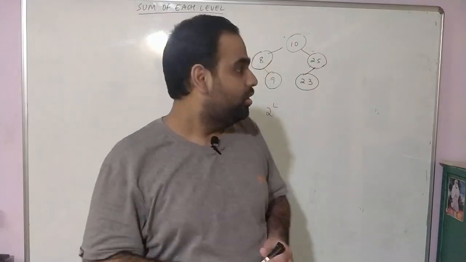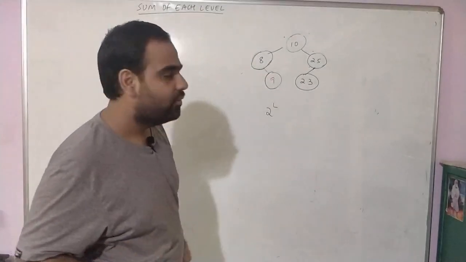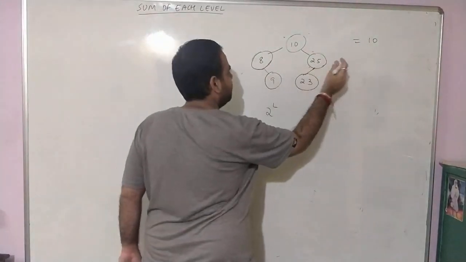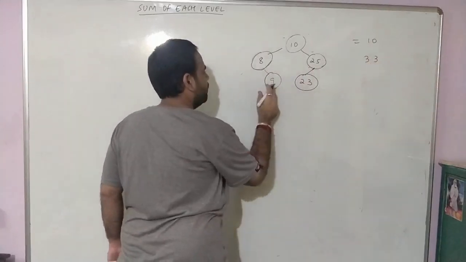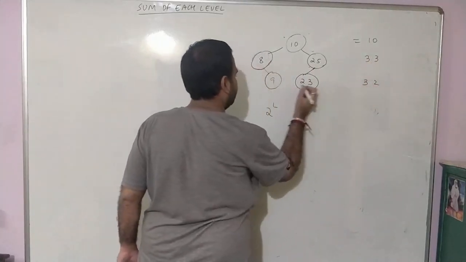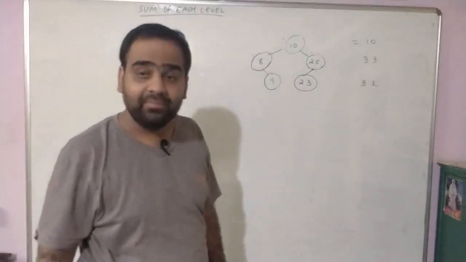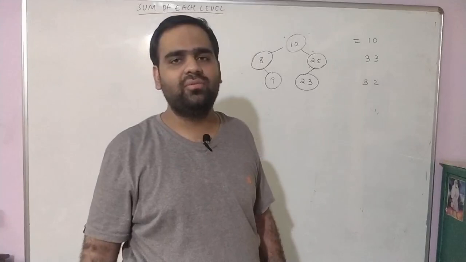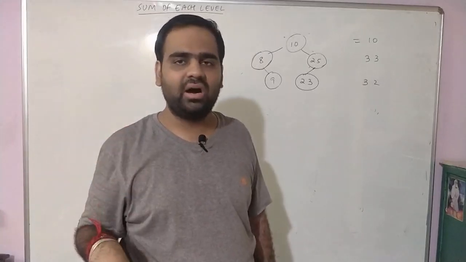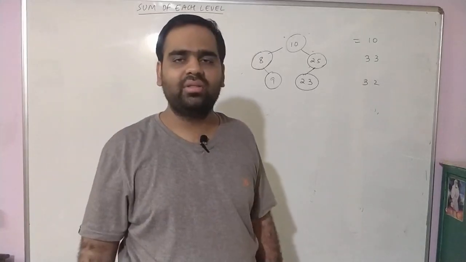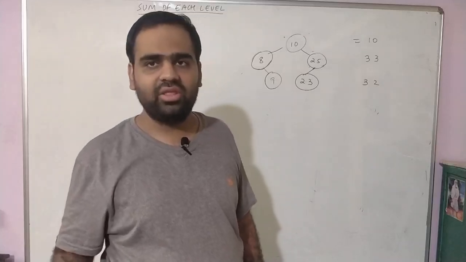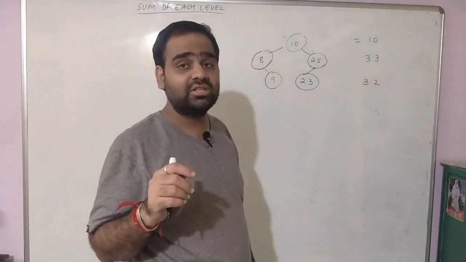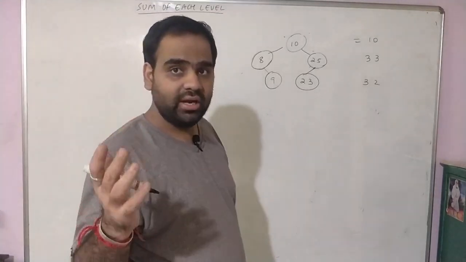Now, since it is the sum of each level, what is the sum of level 0? It is 10. What is the sum of level 1? 25 plus 8 is 33. What is the sum of level 2? It is 32. That is what I need to find. That means you have an output of more than 1. Whenever you have more than one output, it is impossible to return the answer. And whenever you cannot return the answer, you have to take the return type as void. And we need which data structure over here? We need the Queue data structure.